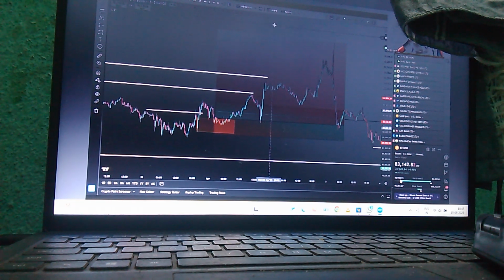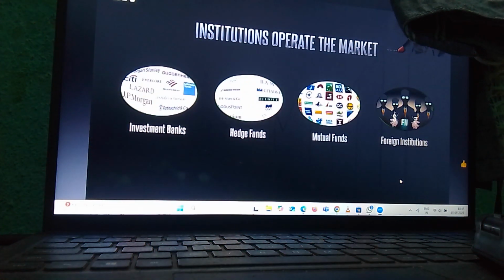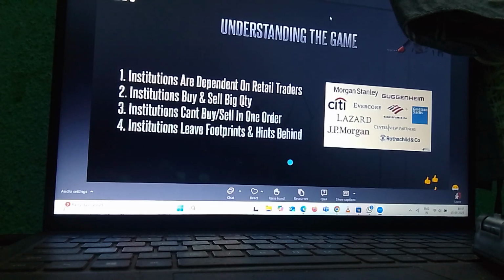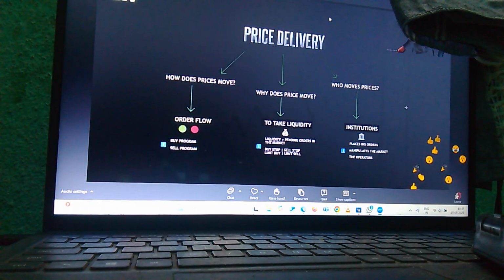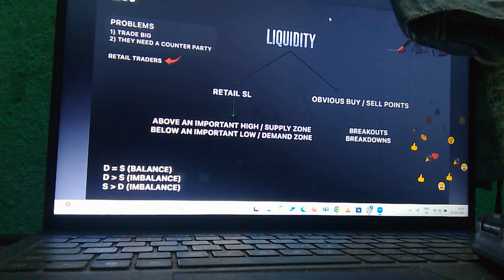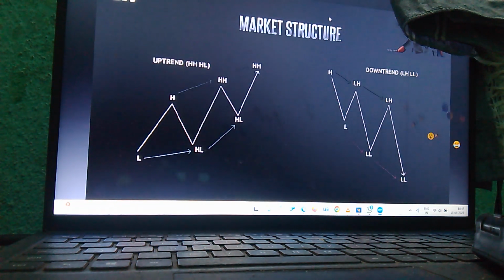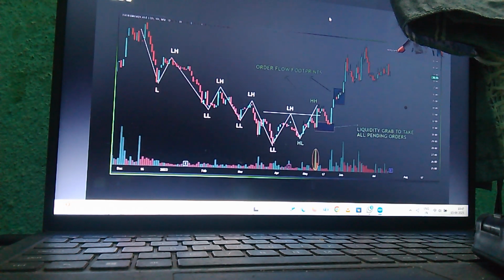So now, with that being done, I'll move back over to my presentation. Golden rules of the market done. How institutions operate the markets, that's also covered now, right? Price delivery is what I'd explained to you. Liquidity is also something that we've covered. I've explained this entire schematic also to you. I've explained market structure to you.